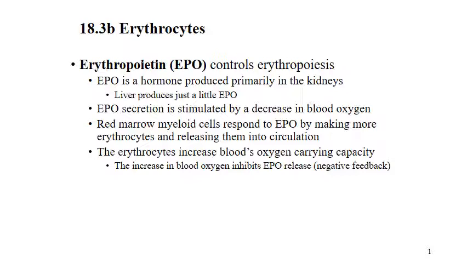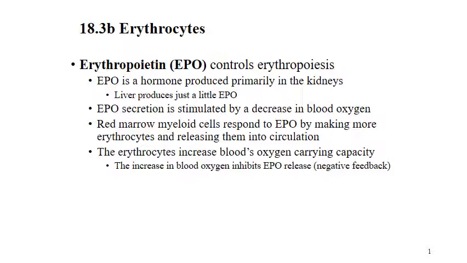And the secretion is stimulated by a decrease in blood oxygen. So that makes sense, right? If you don't have enough erythrocytes, then you may not have enough oxygen in the blood. Red marrow myeloid cells are going to respond to EPO by making more erythrocytes and releasing them into circulation. So the erythrocytes increase blood's oxygen carrying capacity naturally with hemoglobin.